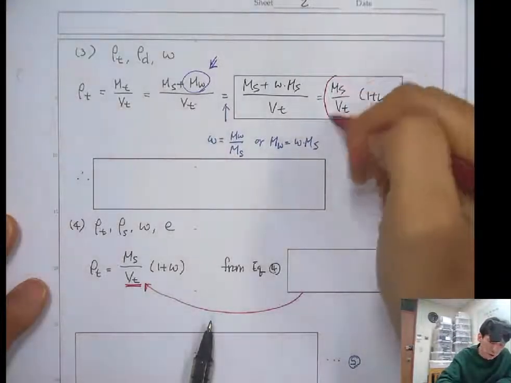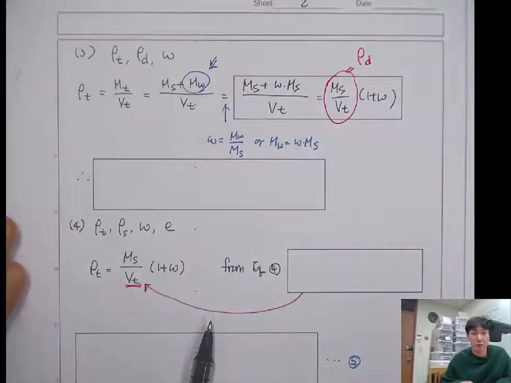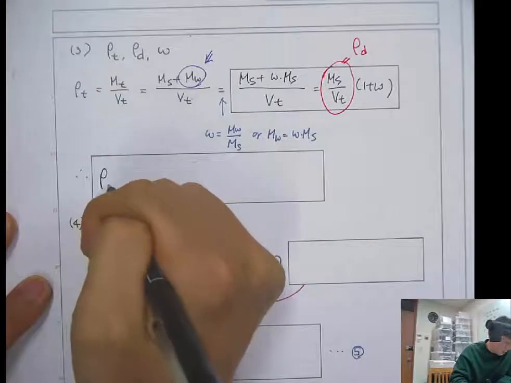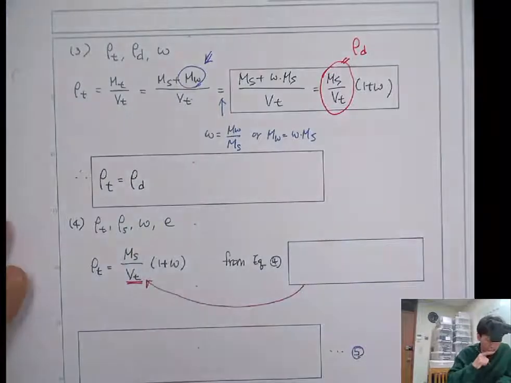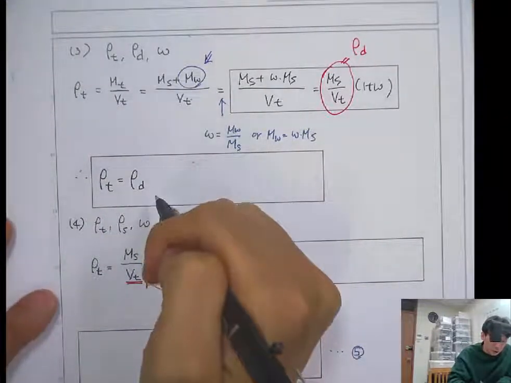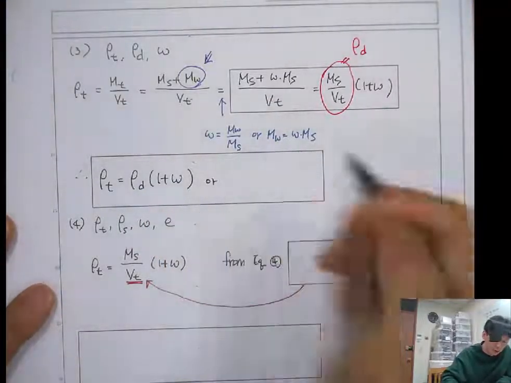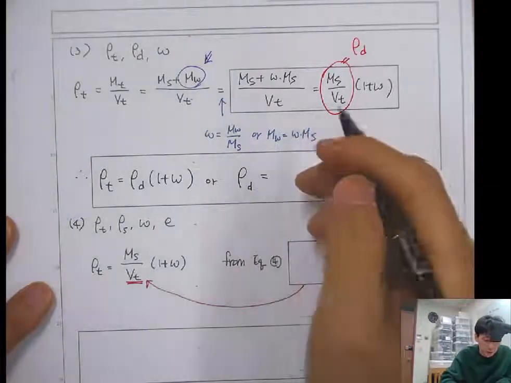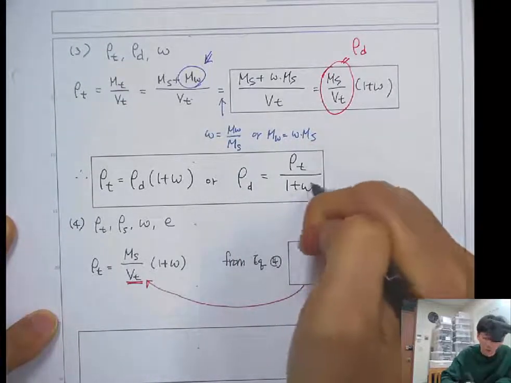And as you can note, this is the same as dry density, right? Solid mass over total volume. So then finally the total density is equal to rho d times 1 plus w, or you can express the dry density with the total density and the water content: rho t over 1 plus w.